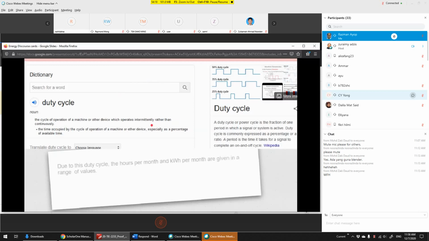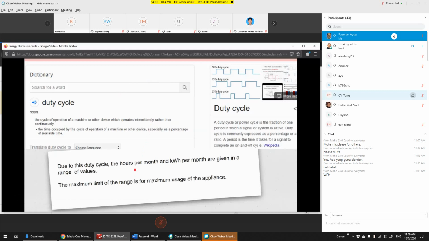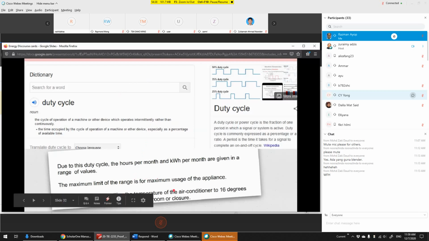For your information, due to this duty cycle, the hours per month and kilowatt hours per month are given in a range of values, like the example just now. The maximum limit of the range is for maximum usage of the appliance. An example of the highest duty cycle is like this: you set the air conditioner to 16 degrees, and then you leave the bathroom door open, you leave the main door open, so all the cold air comes out, and therefore the air conditioner compressor has to work continuously without stopping.